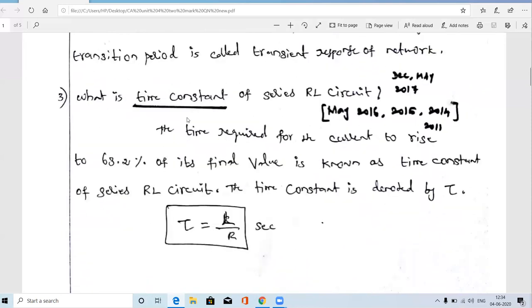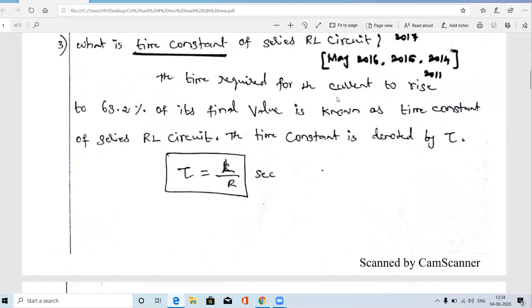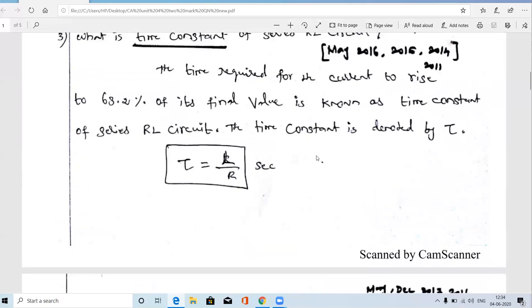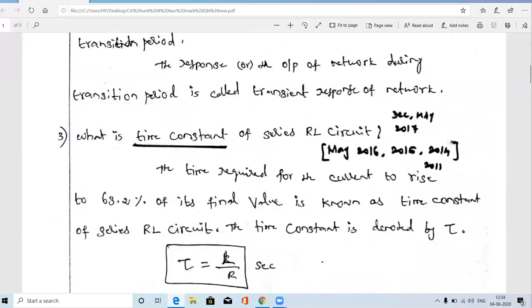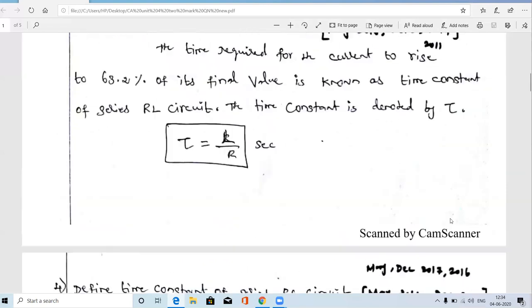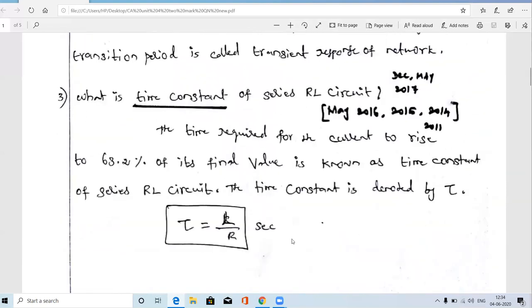Then the next one: in this transient response, we will discuss three circuits, RL, RC and RLC. The very important question is the time constant. What is the time constant of a series RL circuit? And the next question, the time constant of a series RC circuit. These two are very repeated questions, asked in 2016, 15, 17, 14 and 11, and similarly 17, 16, 14 and 15. Continuously, either this question or that question will come.